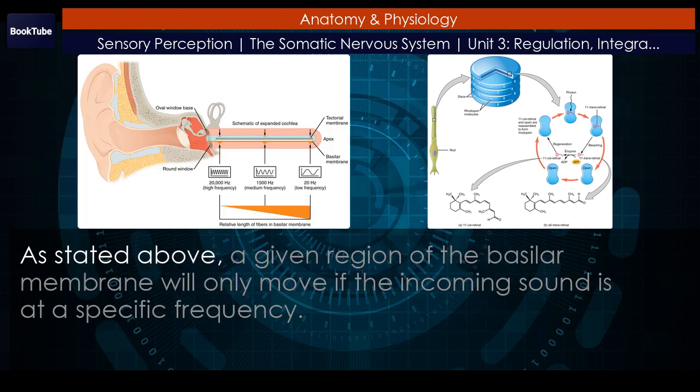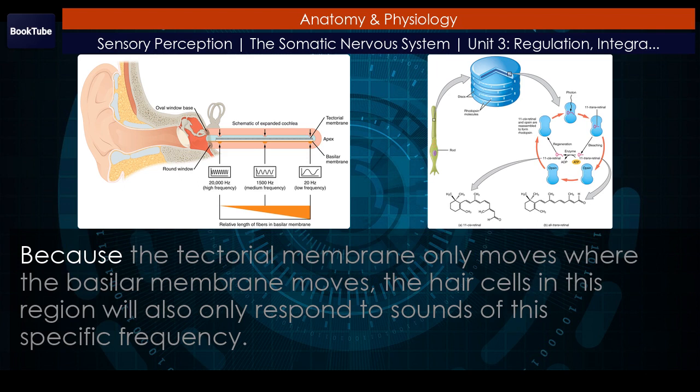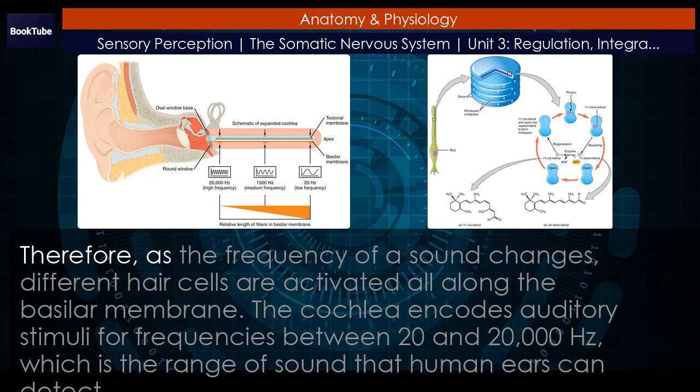As stated above, a given region of the basilar membrane will only move if the incoming sound is at a specific frequency. Because the tectorial membrane only moves where the basilar membrane moves, the hair cells in this region will also only respond to sounds of this specific frequency. Therefore, as the frequency of a sound changes, different hair cells are activated all along the basilar membrane.